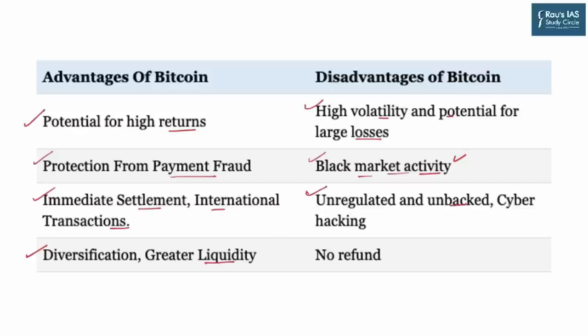The next being that it is unregulated and unbacked, and cyber hackings are attached to these kinds of payments. And lastly, if you are going through a loss in cryptocurrency, you are not likely to get a refund under any circumstances. So these are the pros and the cons of using cryptocurrency as far as India's economy is concerned. And because of these issues, the government as well as the RBI is very skeptical when it comes to the use or regularization of bitcoins in India.